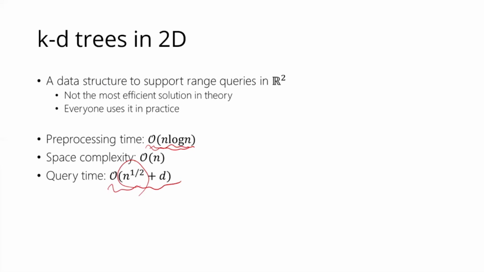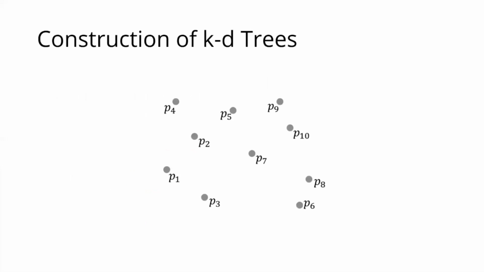So this is obviously lesser time than the linear complexity. Now, how is that possible? Here's an illustration of how KD trees can be constructed.